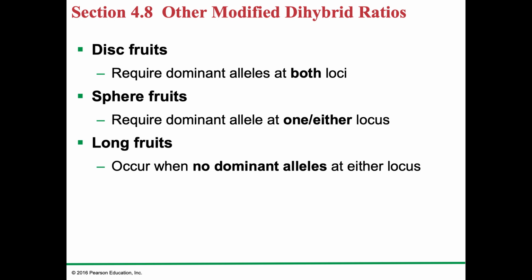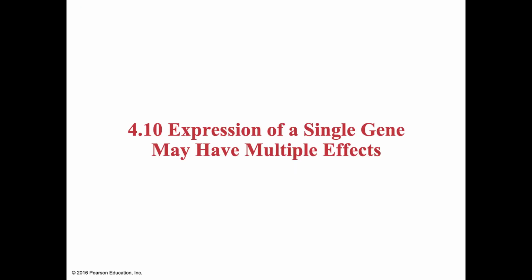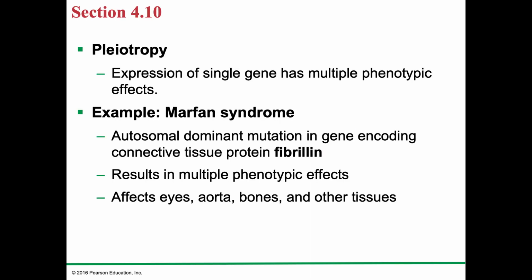So other extensions of Mendelian genetics also involve the fact that not every single gene only controls one trait. There are many genes in all systems that actually can play a role in many, many phenotypes. And that phenomenon is called pleiotropy. We're looking at one gene that, when mutated, has multiple effects in phenotype.